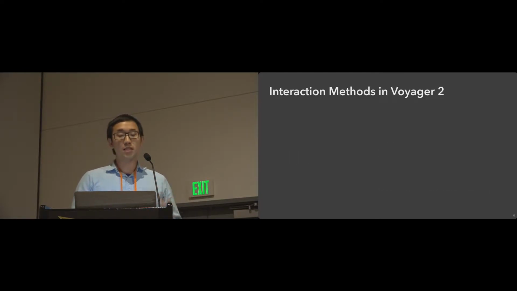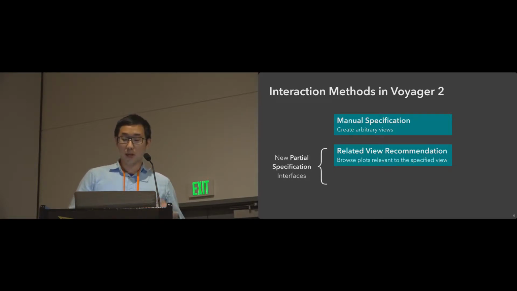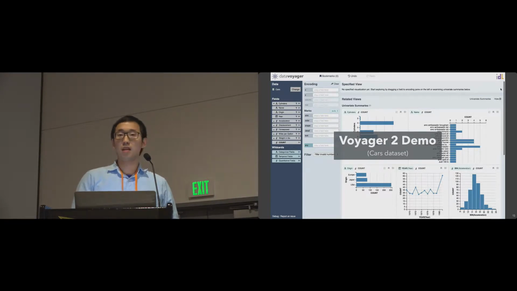In Voyager 2, users can transition among multiple interaction methods to perform both exploration and question answering. Similar to Tableau, users can create arbitrary views using a drag-and-drop interface. Moreover, we contribute two new partial specification interfaces. Based on the main view specified by users, Voyager recommends related views to promote discovery of relevant data fields and alternative ways to summarize or encode the data. Moreover, Voyager 2 provides wildcards to let users simultaneously create multiple charts by varying chart properties. To demonstrate these interactions, let me show you how you can use Voyager 2 to explore the cars dataset.